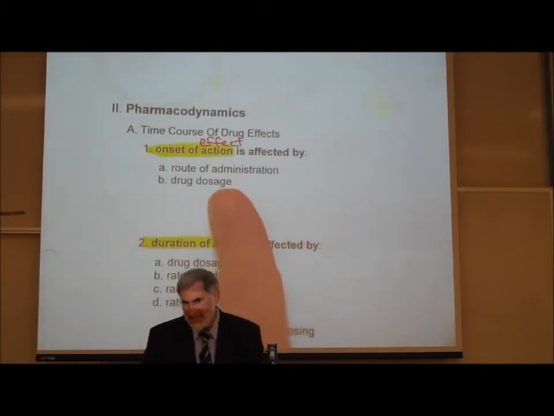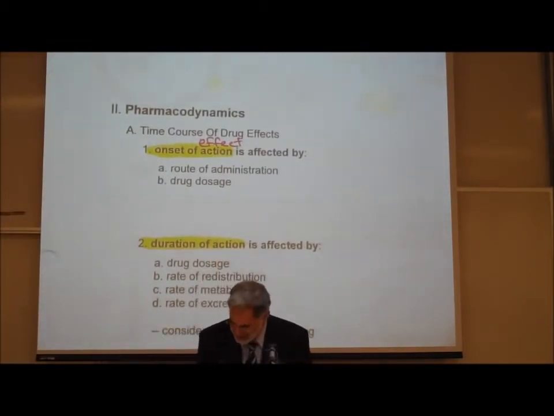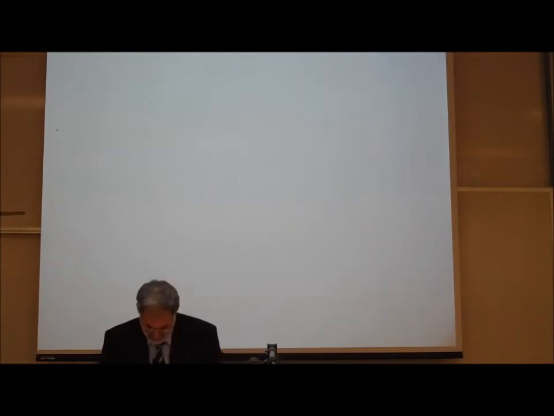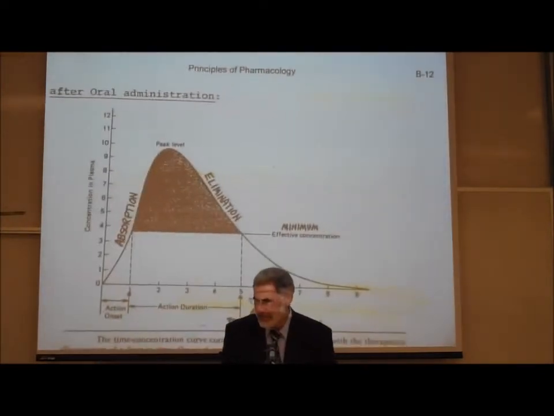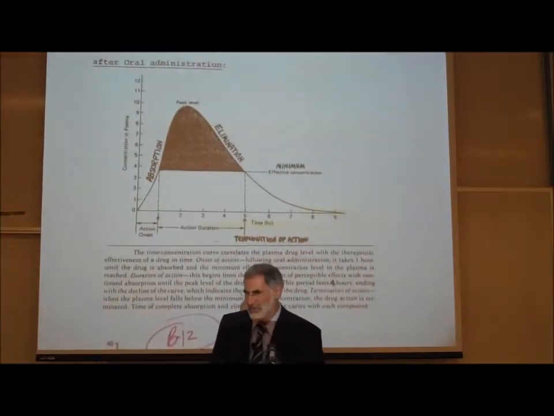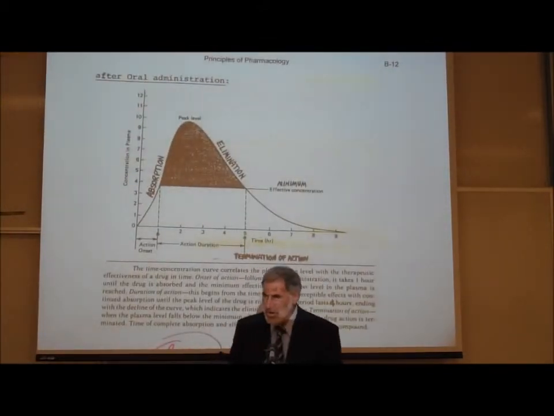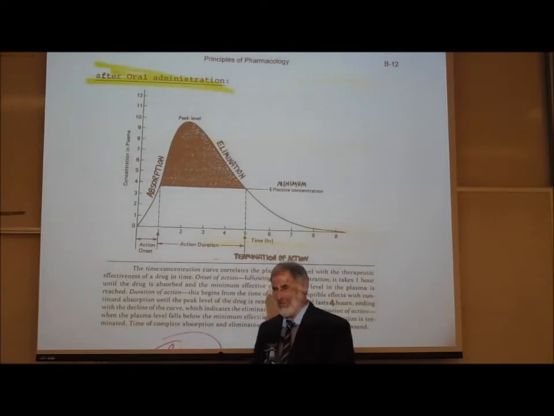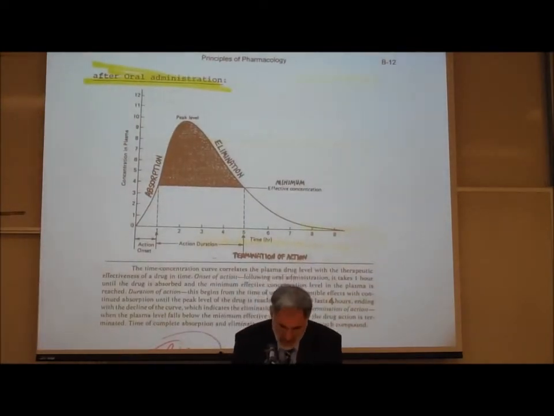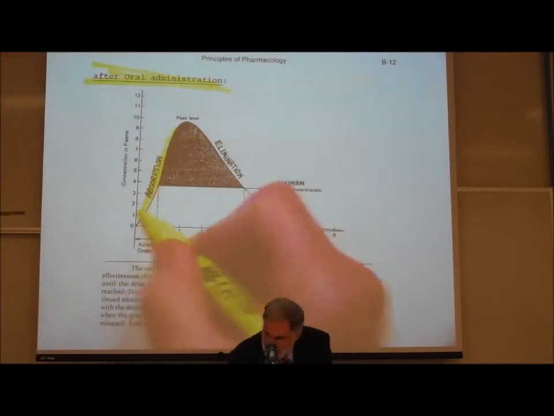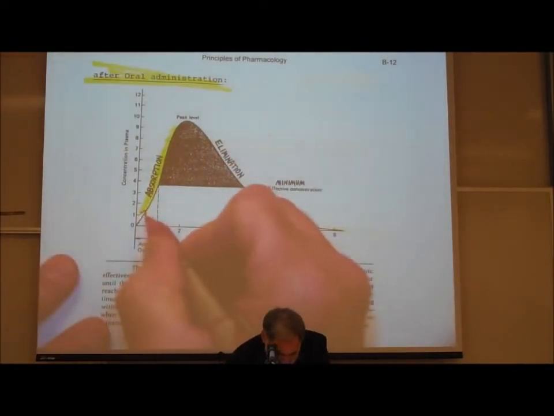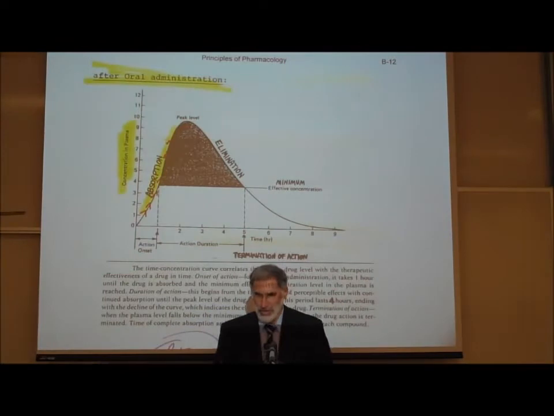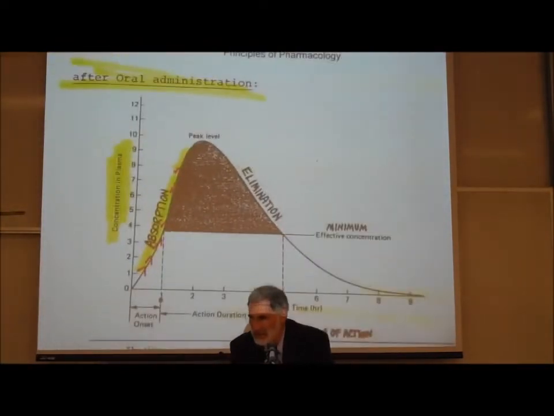To help us visualize this onset of action and duration of action idea, let's take a look at a graph, page B12. And on page B12, this is just like the graph we saw just a few pages ago. This is showing that somebody took a drug orally. Maybe they swallowed a Tylenol, maybe they swallowed amoxicillin. And here you can see the absorption of the drug. So the level of the drug is rising in the bloodstream. After all, this is on the y-axis, just like last time, showing the concentration of the drug in the bloodstream.